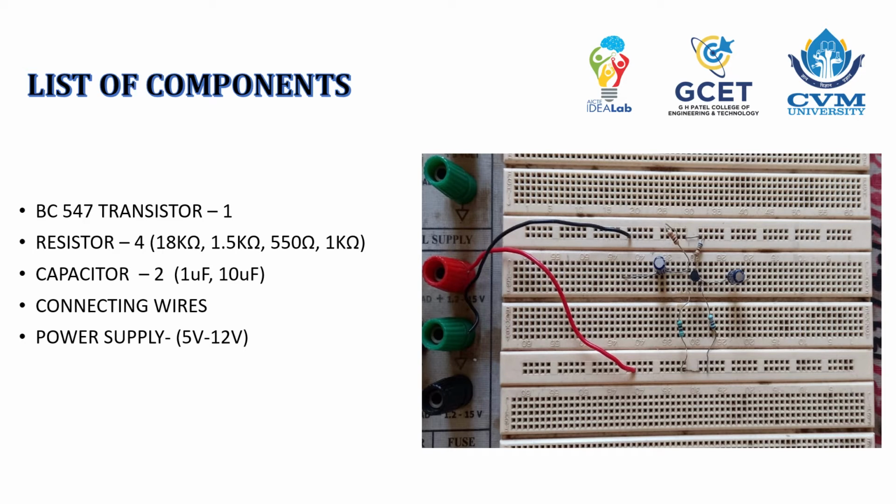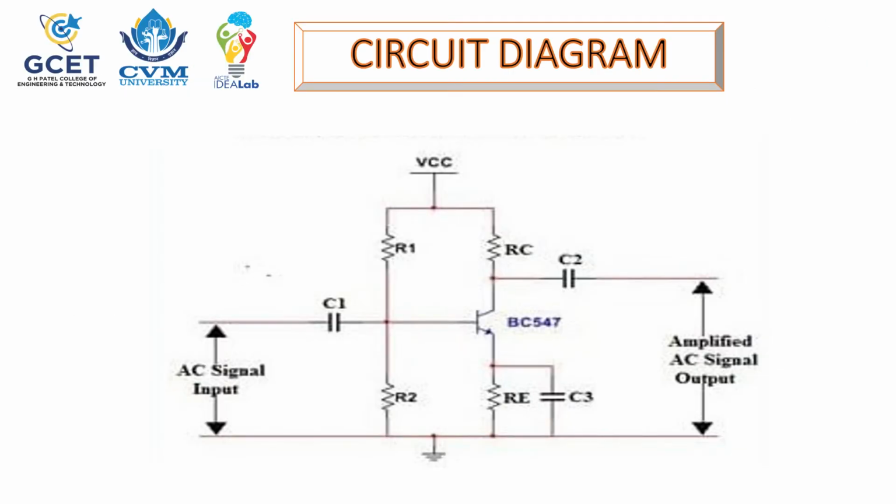Below is the list of components required for the current amplifier. 1 BC547 transistor, 4 resistors of 18 kilo ohm, 1.5 kilo ohm, 550 ohm and 1 kilo ohm, 2 capacitors of 1 microfarad and 10 microfarad, a few connecting wires and a power supply ranging between 5 volts to 12 volts. This is the circuit diagram of the current amplifier.